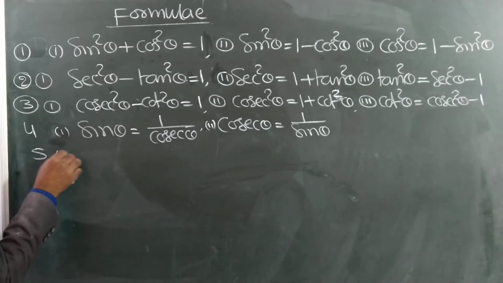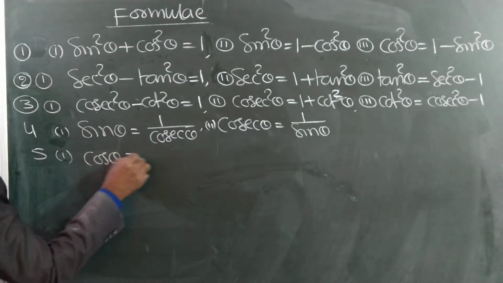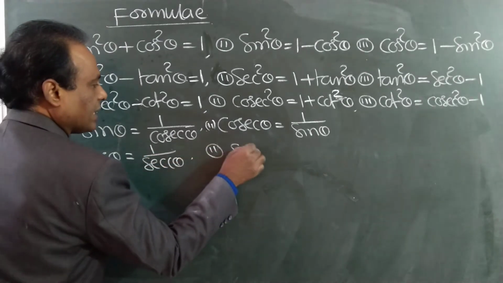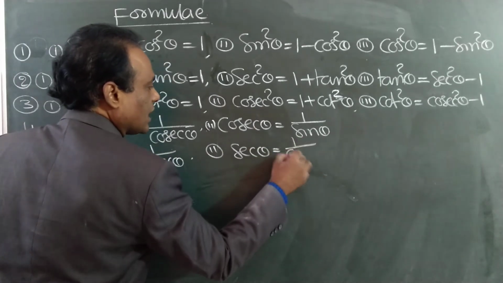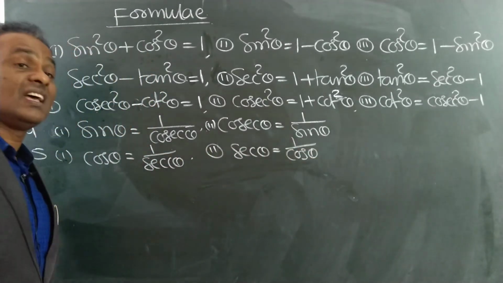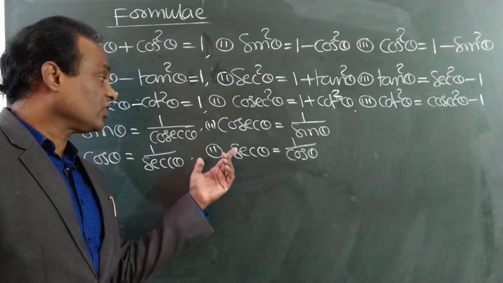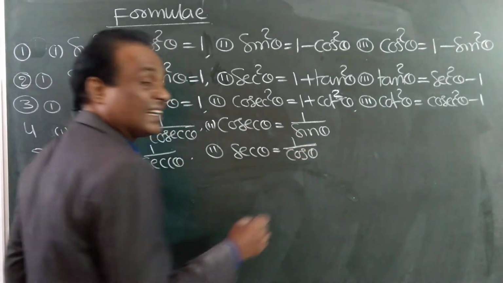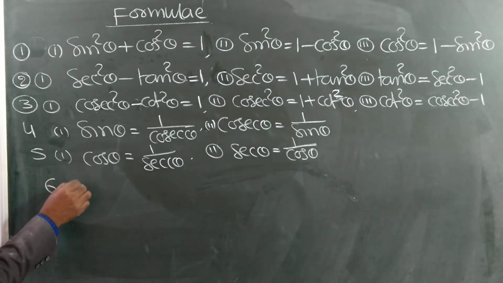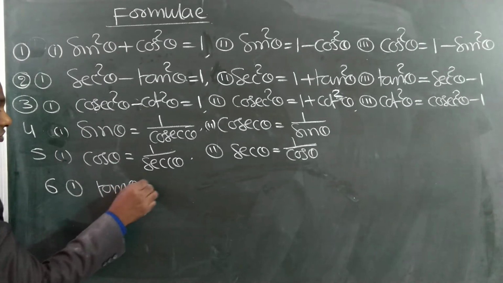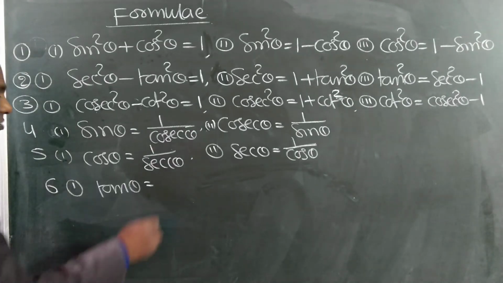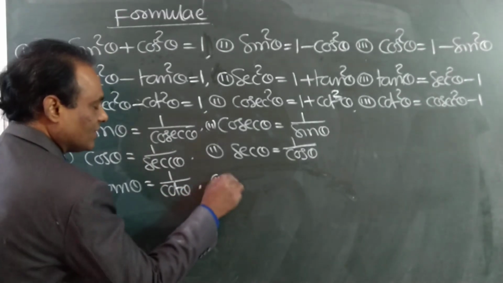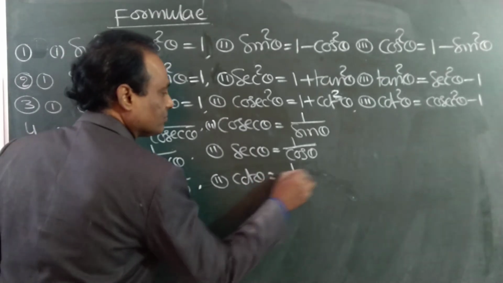Next, the same type of relation exists for cos and secant. Cos is equal to 1 by secant, and secant is equal to 1 by cos, because both are reciprocal to each other. Cos is adjacent by hypotenuse, secant is hypotenuse by adjacent. The same relation exists for tan and cot also. Tan theta is opposite by adjacent, cot theta is adjacent by opposite. So tan is equal to 1 by cot, cot is equal to 1 by tan.